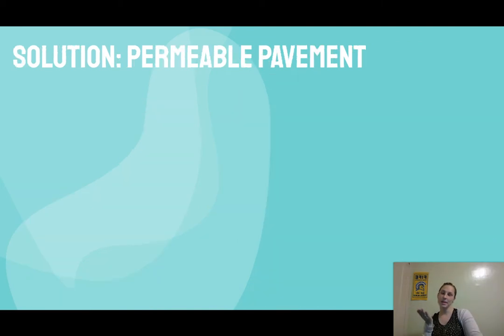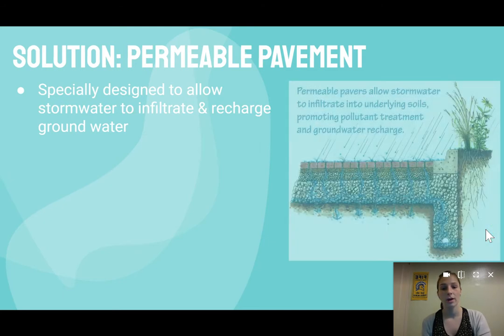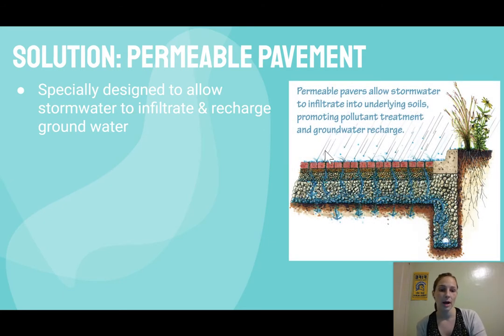So here's going to be a solution to all of this runoff. It's going to be permeable pavement. And permeable pavement is specifically designed to allow stormwater to infiltrate and recharge the groundwater. So it can be things like pavers, or it can be more like gravel, or they even have asphalt for roads that is permeable.